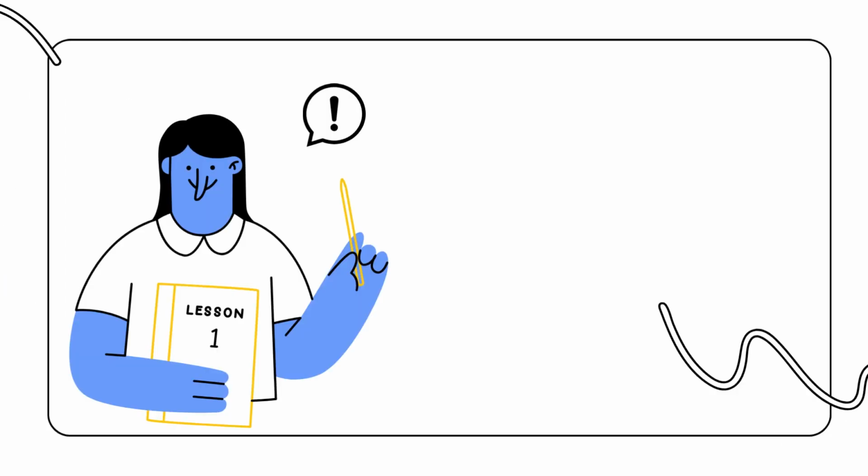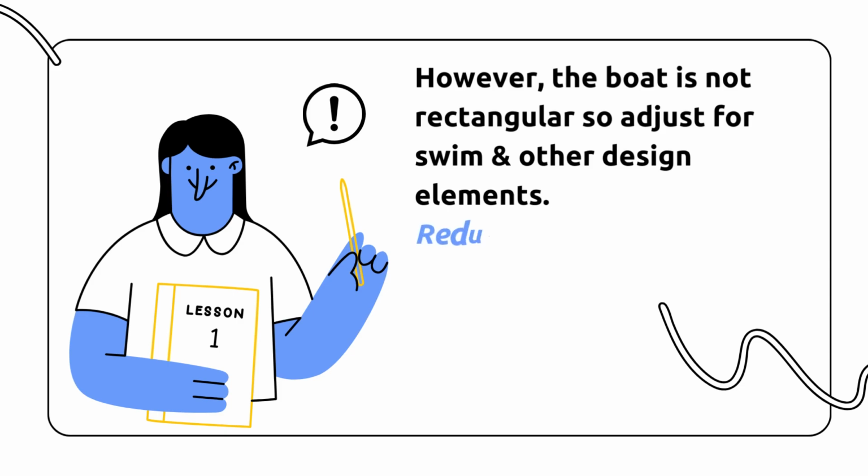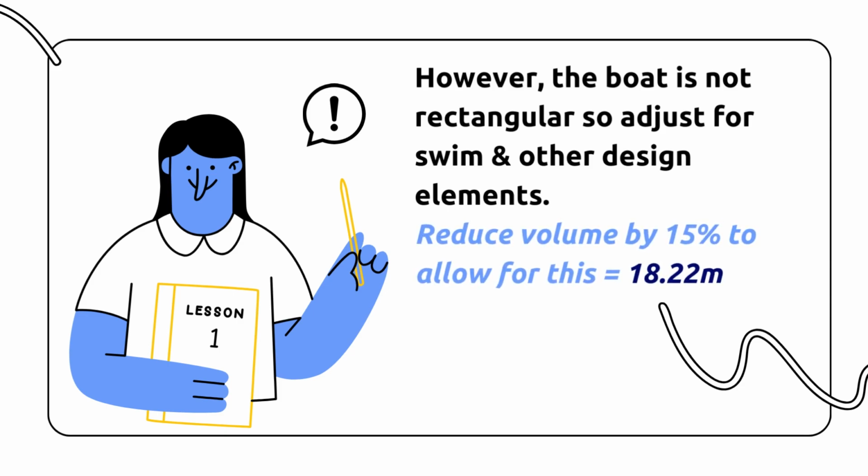So we now know the displaced volume, but the boat isn't rectangular. So we need to take into account the swims and the other design elements like the bow. So let's reduce that volume by, say, 15%.